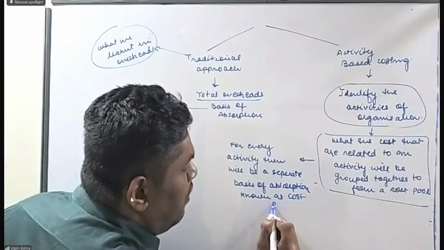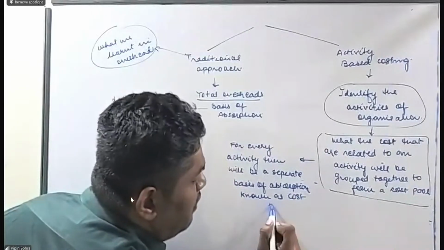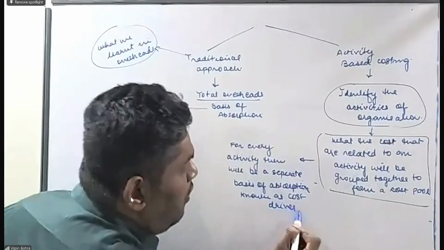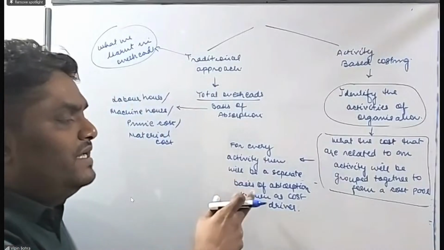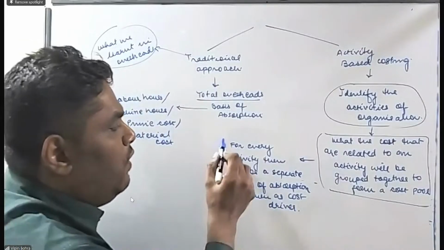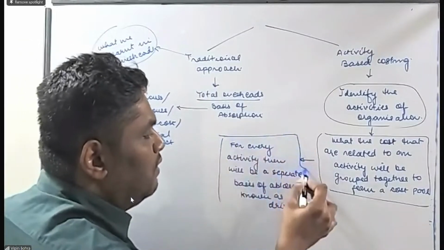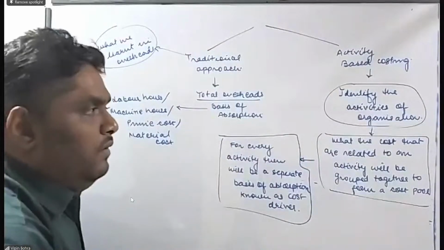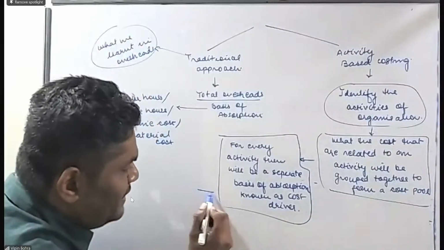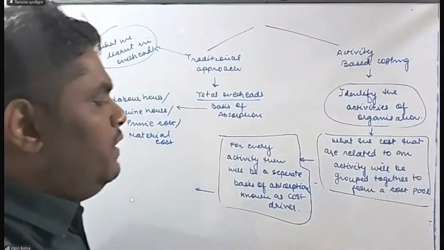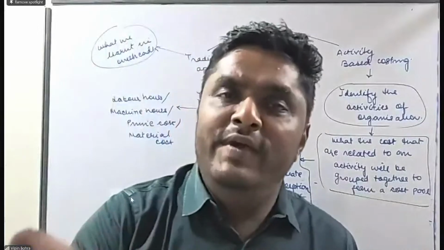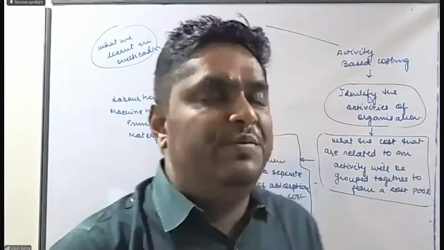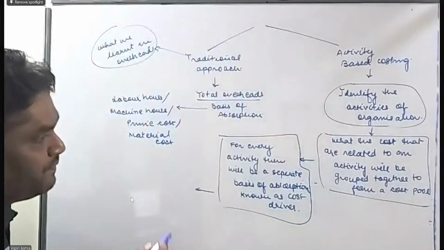Sorry, cost driver. For every activity, there will be a separate basis of absorption. We call it as cost driver. Now, once the cost driver is identified, we will calculate the absorption rate for every activity.